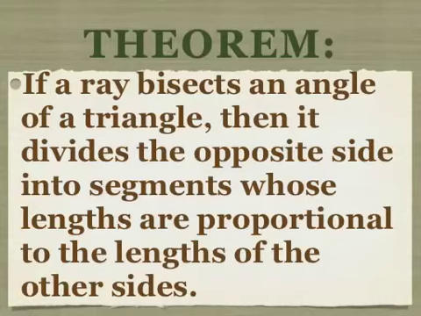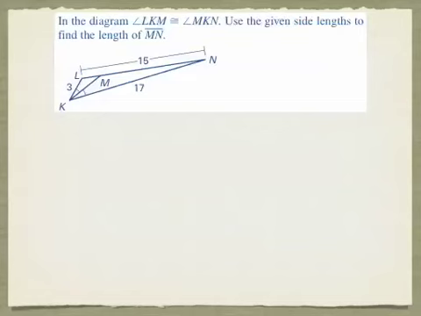The next theorem says that if a ray bisects an angle of a triangle, then it divides the opposite side into segments whose lengths are proportional to the lengths of the other sides. If you notice, in the diagram, angle LKM is congruent to angle MKN, and it says use the given side lengths to find the length of MN. Angle LKN has been bisected by the ray KM. So I can use the theorem that we just talked about.